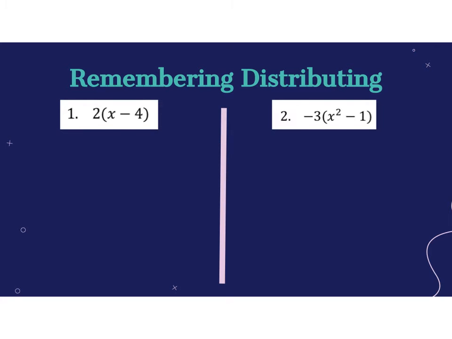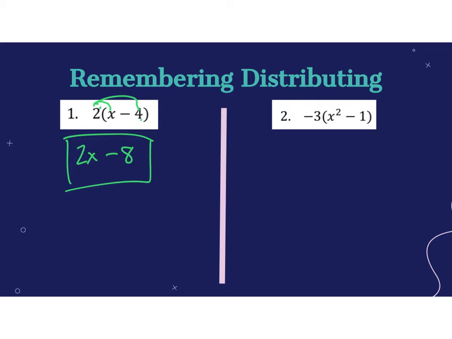So let's think back to simplifying expressions in general and how we would distribute. When we use distribution, we are multiplying. So if I have this 2 on the outside of this set of parentheses and I distribute it to both parts inside, that means I'm taking 2 times x, which is 2x, and also 2 times negative 4, which is negative 8. So I end up with an expression of 2x minus 8 after I do that distribution.